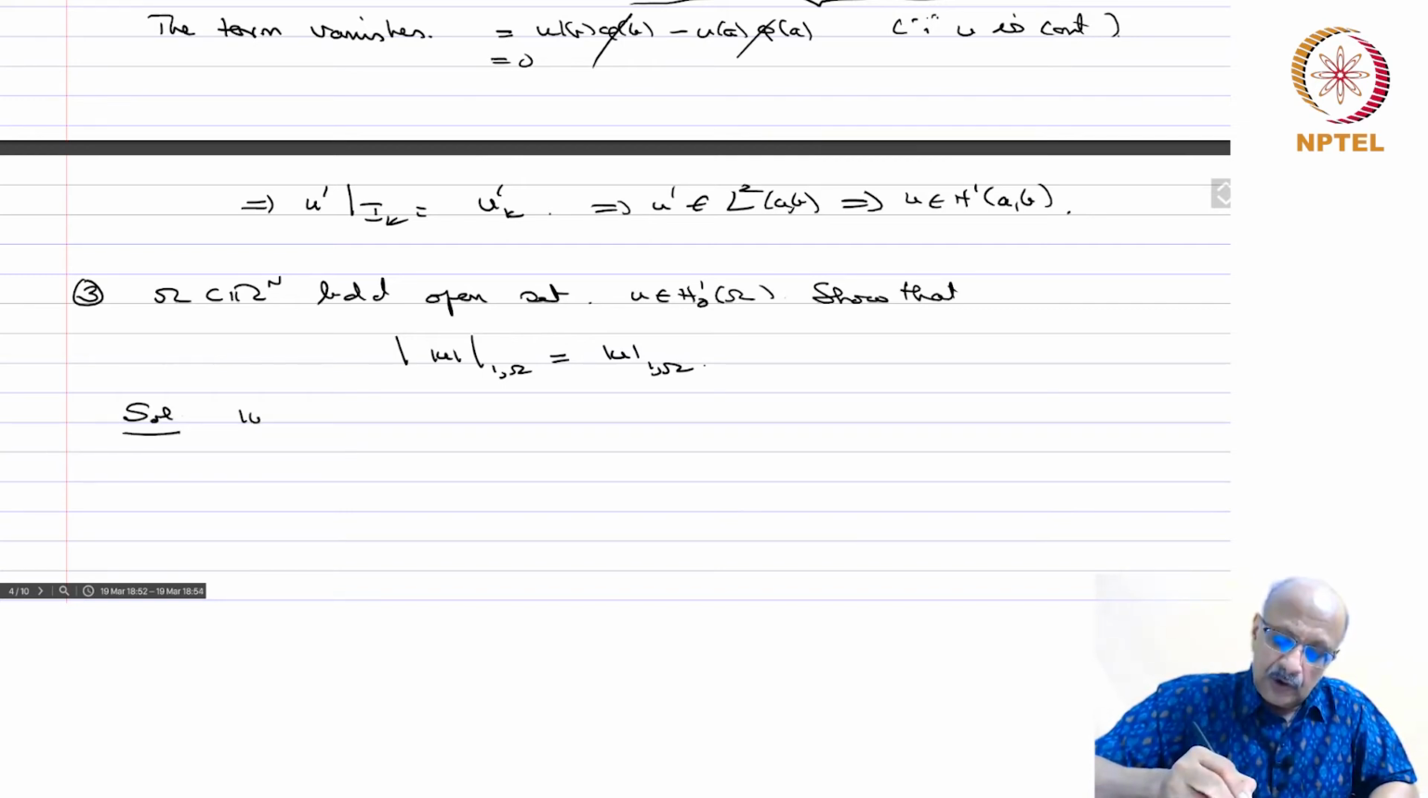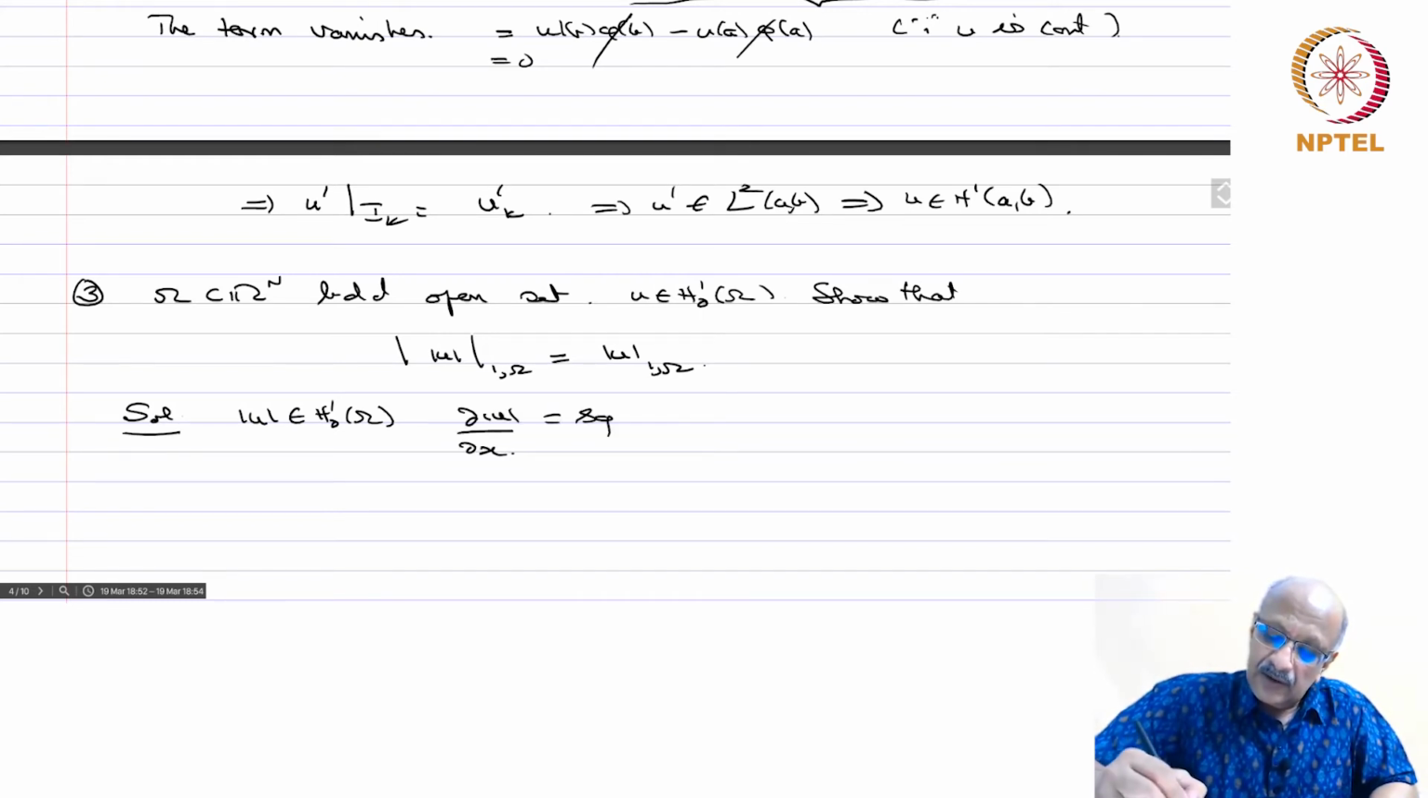We know that mod u belongs to H1_0 of omega, we have seen this already, and d mod u by dxi is nothing but sign of u times du by dxi.